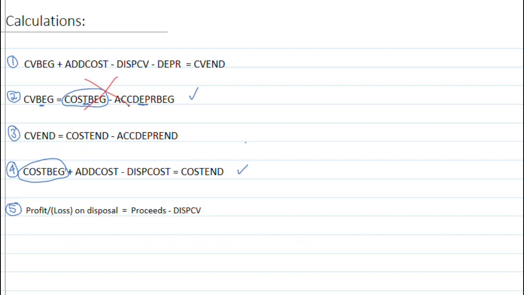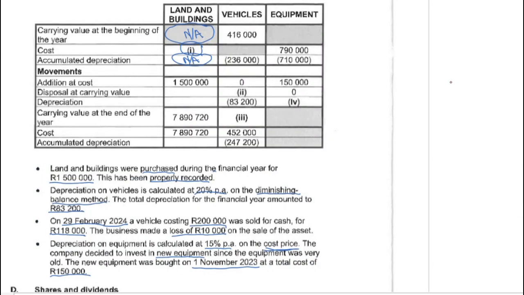What about equation number 4? Equation number 4 states the cost at the beginning of the year plus additions at cost minus disposals at cost equals the cost at the end of the year. Do we have a value for additions at cost? Yes, our fixed asset note and additional information tells us that additions are 1,500,000.